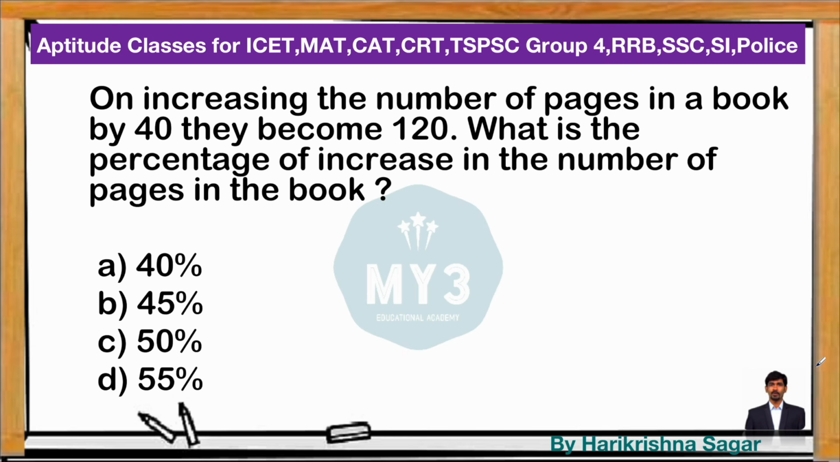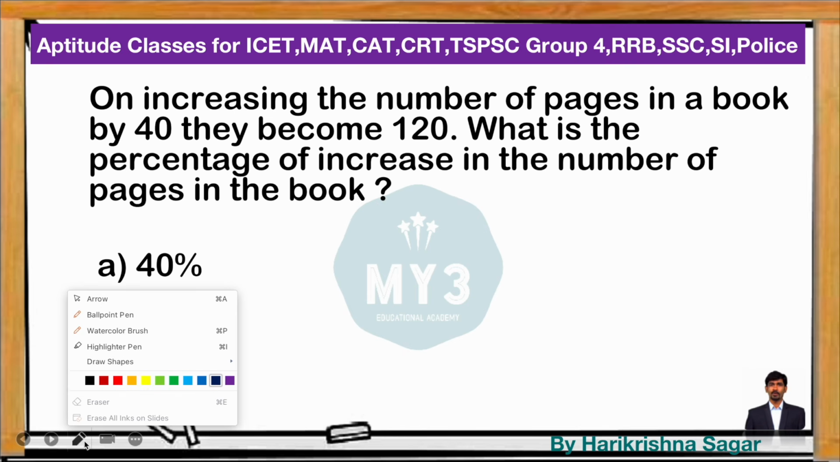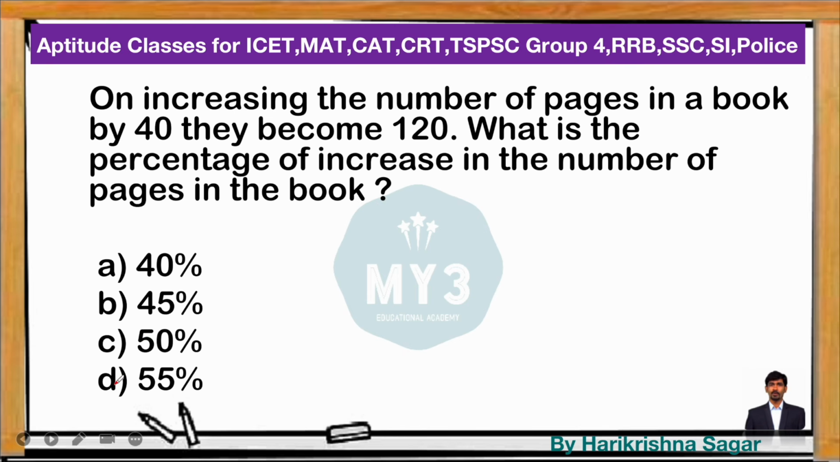Let's look at the question once. So the question here is, if you can observe, on increasing the number of pages in a book by 40, they become 120. What is the percentage increase in the number of pages? That means the initial number of pages I don't know, but after increasing by 40, the number of pages become 120.